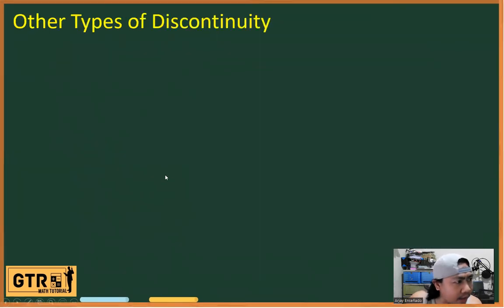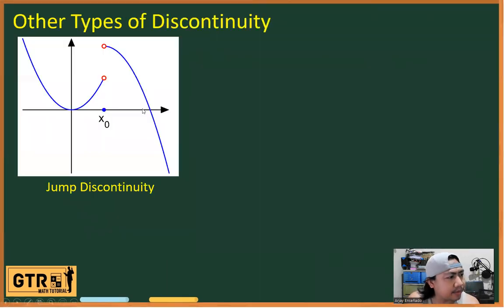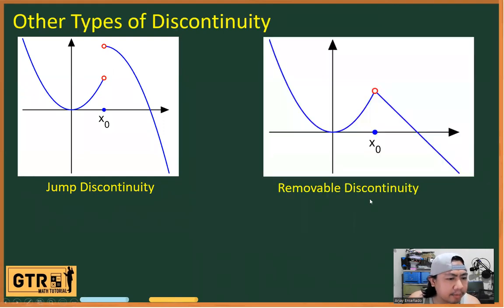Then we have other types of discontinuity. So we have jump discontinuity and removable discontinuity. So this is called jump discontinuity because as you can see from yan, sa left natin, so from this point, nag-jump siya papunta dun sa taas. So we call this jump discontinuity.